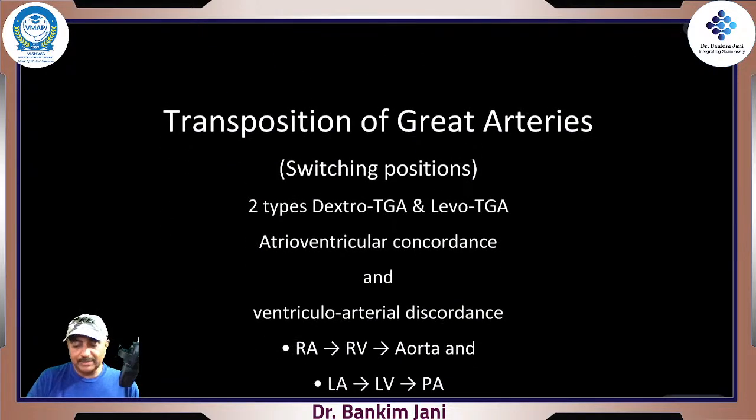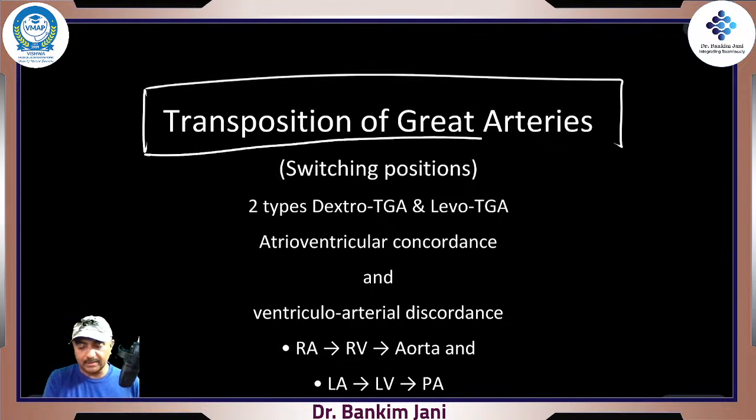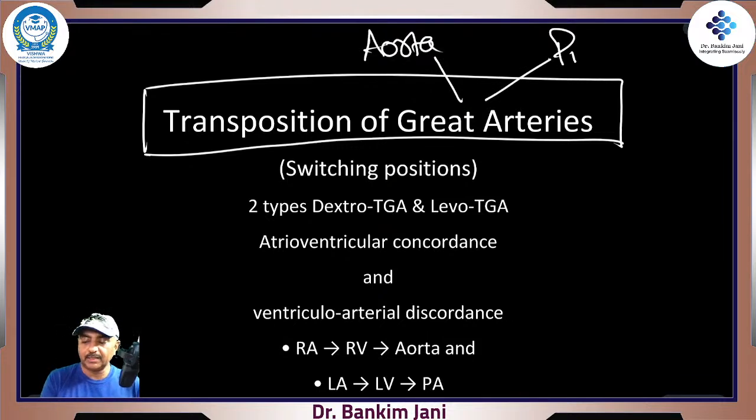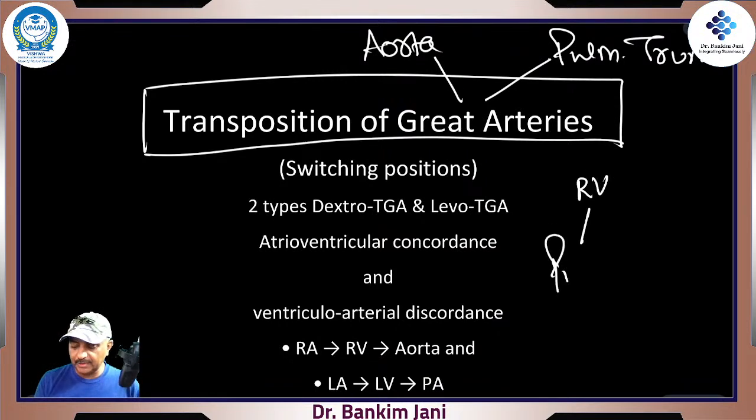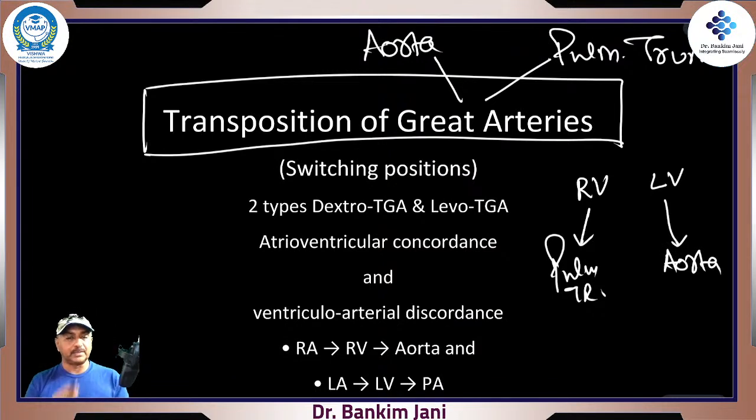Moving on to the next one, this is transposition of great arteries. So great arteries, we are dealing with what? Only two arteries are great, right? One is the aorta and the second is the pulmonary trunk. So what is transposition? Transposition is when they switch. That means from the right ventricle, the pulmonary trunk should come out, correct? And from the left ventricle, the aorta should come out, okay? But they switch their position.